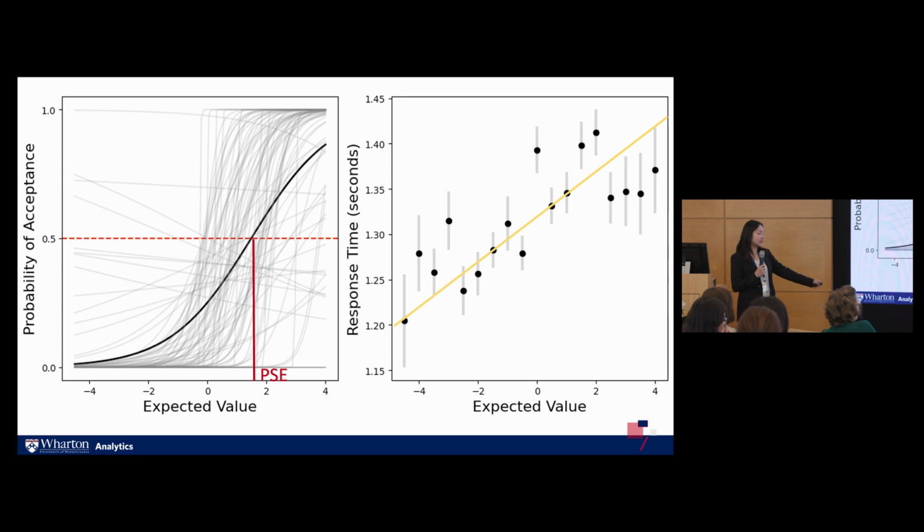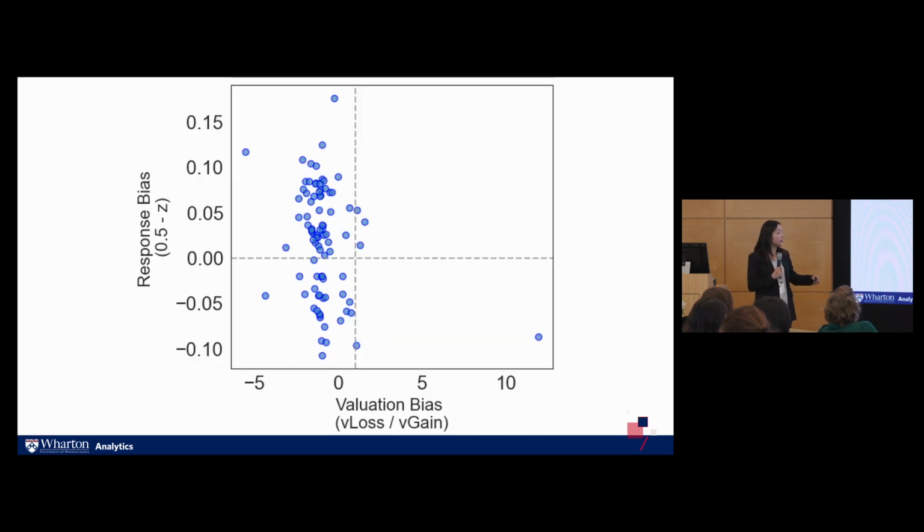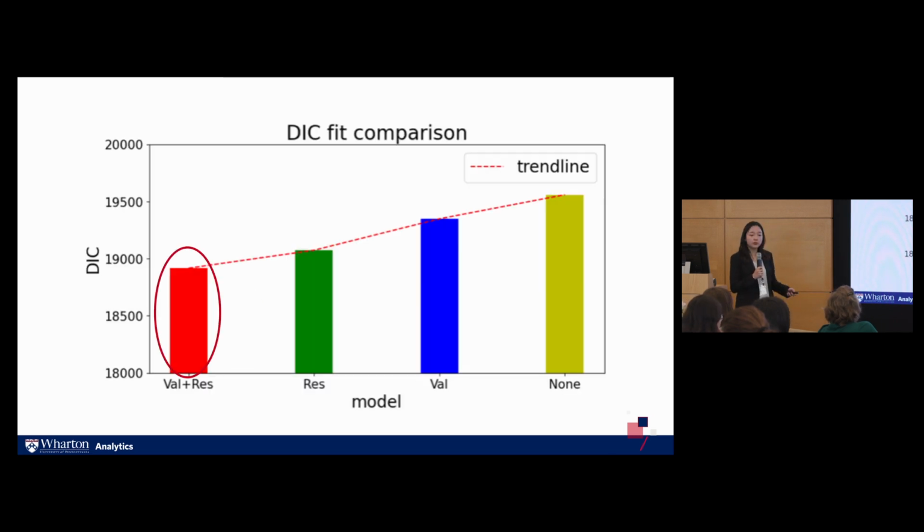Also, based on the expected value on the left side, if you want investors to buy the stock, you have to show them they are more likely to get a higher gain compared to the loss. And if they have a higher expected value when they make the investment decisions, they tend to take longer response time to make the decision. And people can have very high response bias. The model we are using, evaluated by the DIC score, fits the data best when we include both the valuation bias and the response bias together.